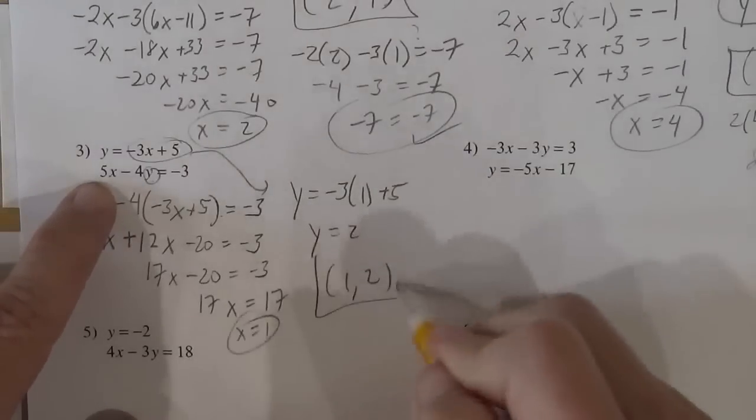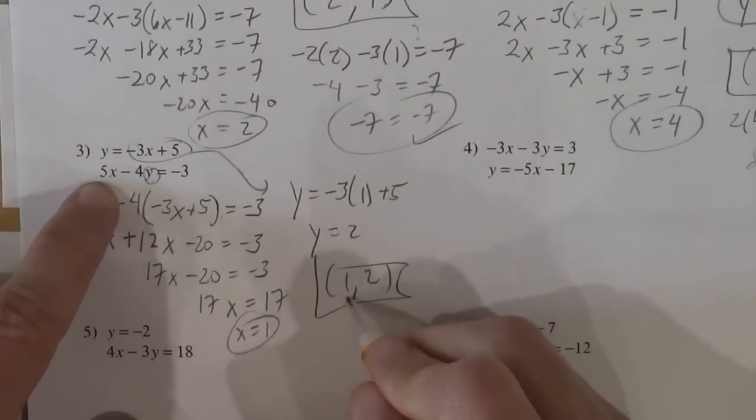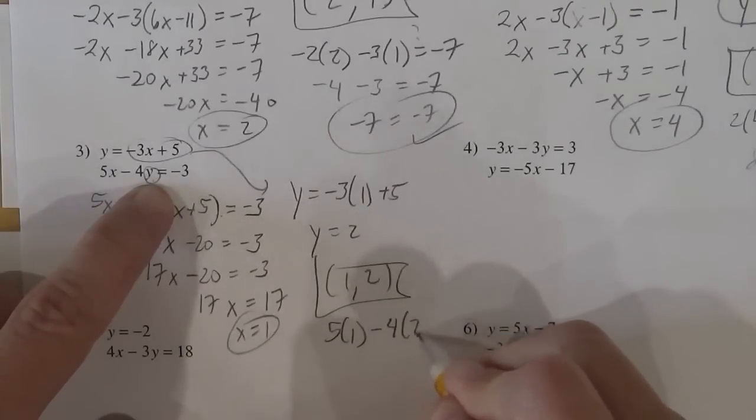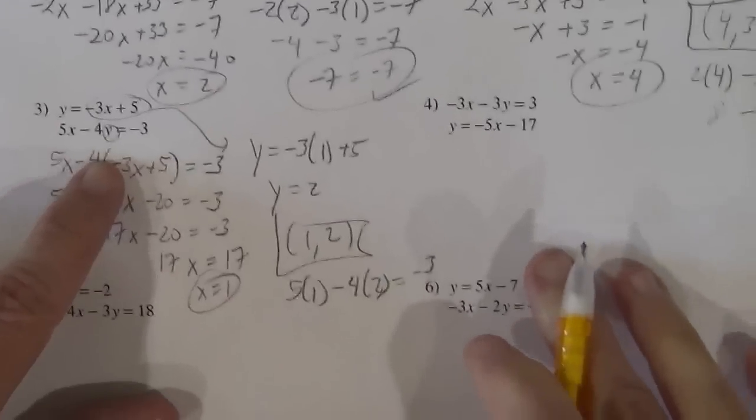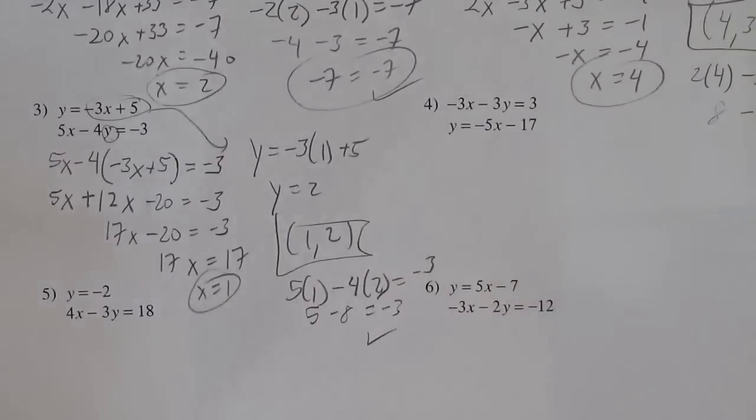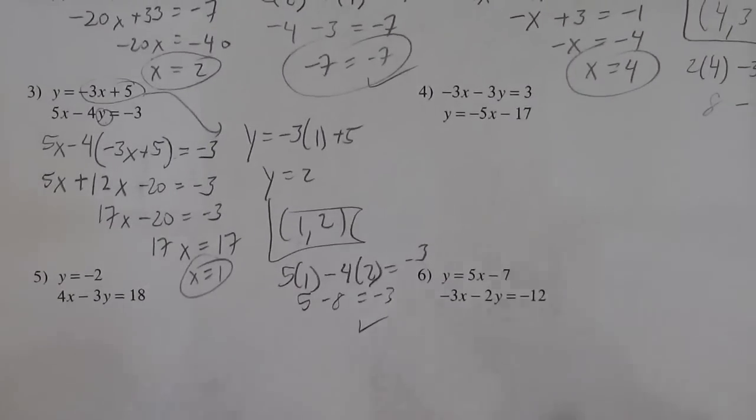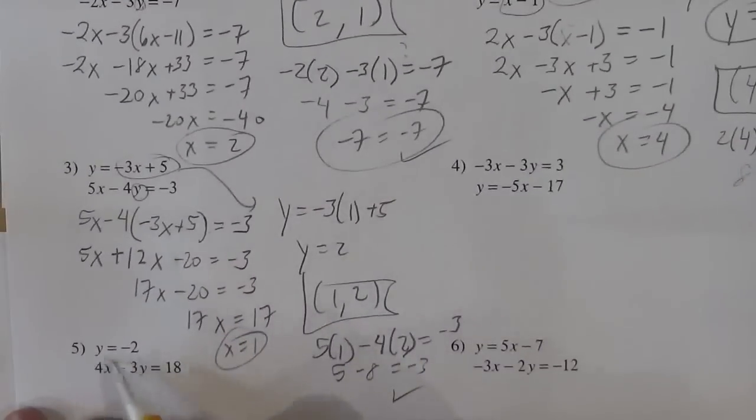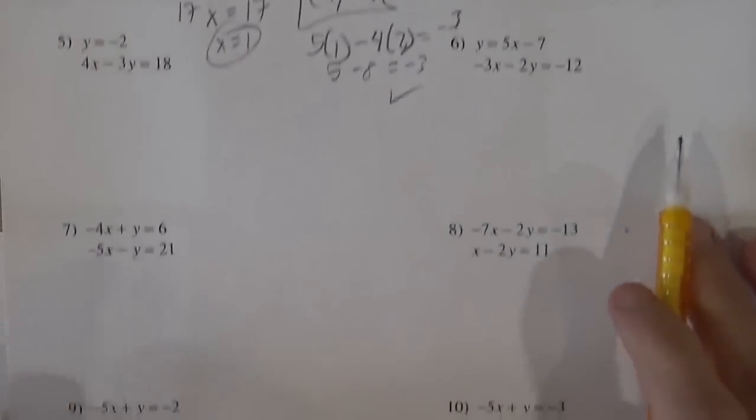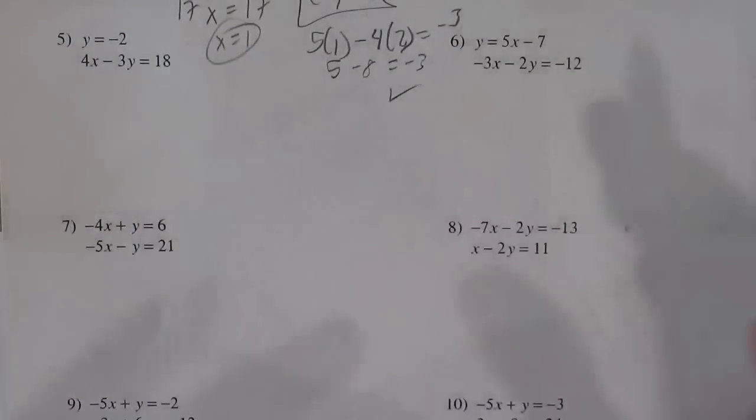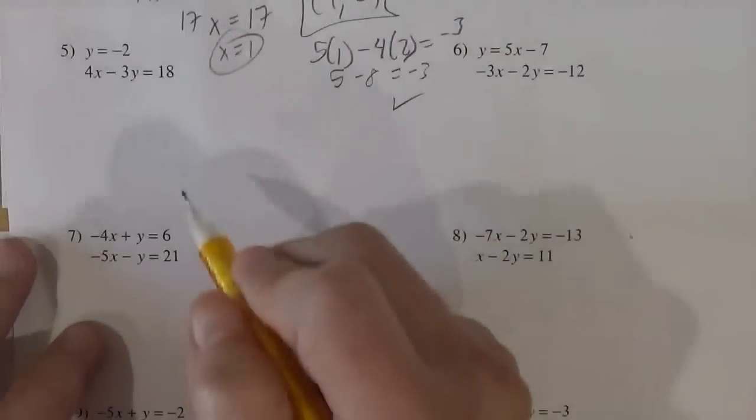So 1, 2 should work. We'll check it in this one. When x is 1, we'd have 5 times 1 minus 4. The y was 2. Does that really equal negative 3? That's 5 minus 8. Does that equal negative 3? Heck yeah, it does. Awesome. The ones I want to get to, these are quite nice, the ones we've done, because we've always had a y equals, y equals, y equals. But when you get down here, it's like, oh man, they didn't tell me y equals this, so it's harder to substitute. But that's okay.